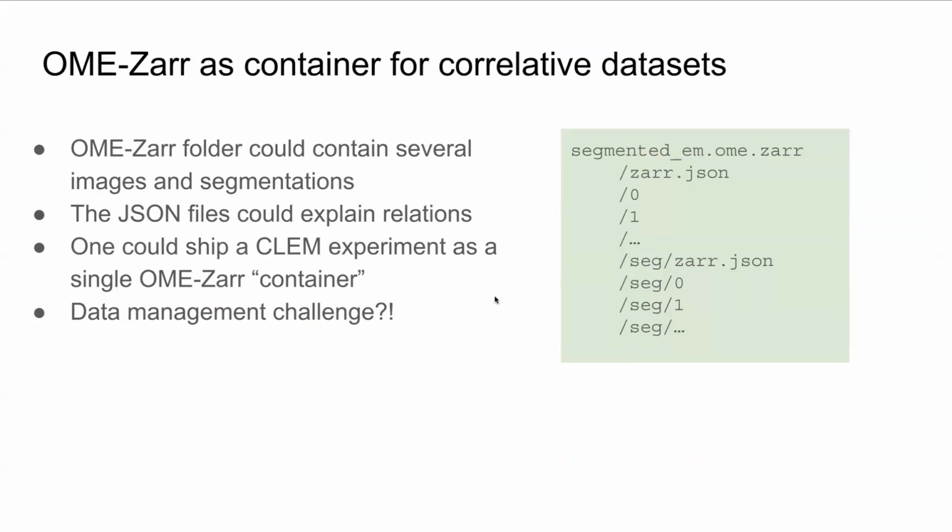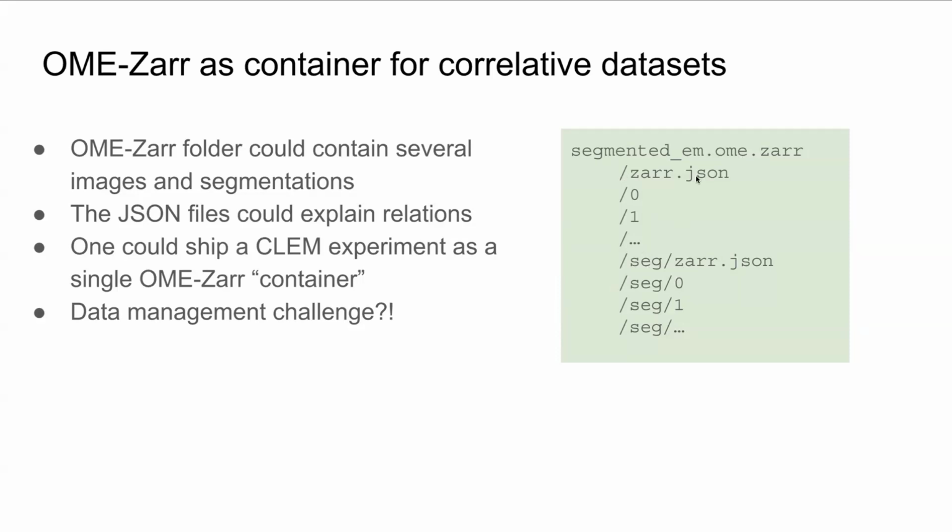Okay, one more comment about OME-Zarr. In fact, the specification of OME-Zarr allows that one OME-Zarr can contain multiple image data sets. If you look at the folder structure here, JSON is used again. This zarr.json defines the first image, and the subfolders here are the resolution pyramid. Then there's another subfolder, seg. This is free text, it could be anything. Maybe there's a segmented file. And again, you have the JSON and the resolution pyramid, and you can have many of these. So in principle, it's possible to use one OME-Zarr folder to ship a whole correlative data set.